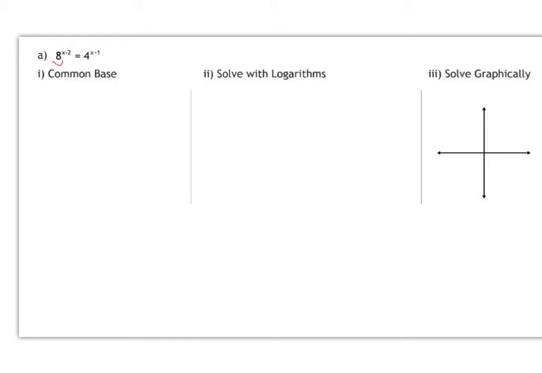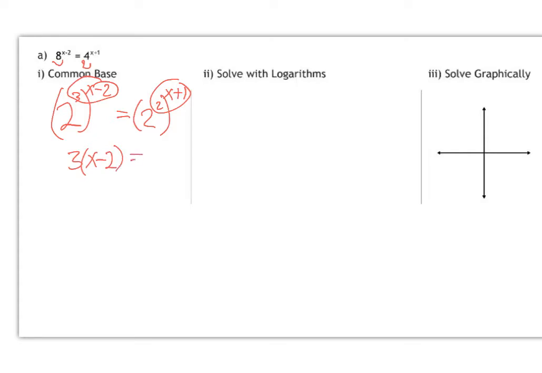Because it's possible for me to write this as 2 to the third instead of 8. We got x minus 2. And 4 is the same as saying 2 squared. Then we got x plus 1. And when I have the same base, that means that those sides of the exponents must be equal as well. So 3 times x minus 2 and 2 times x plus 1. Solving this, 3x minus 6 is equal to 2x plus 2. Getting x by itself, we're going to have 1x on this side and 8 on this side.